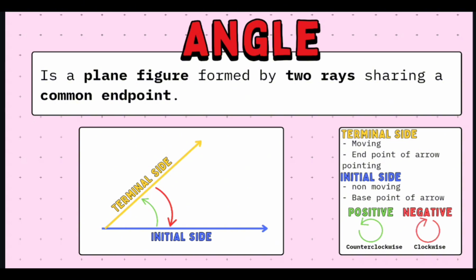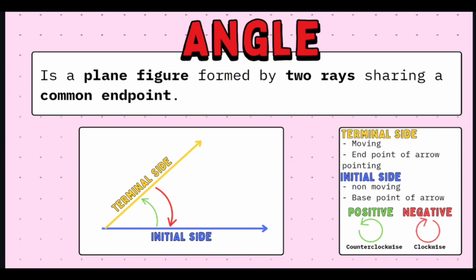That's when it's positive. When the rotation or arrow is going counterclockwise, then it's positive. But if it's going clockwise, then it is negative, like the red. See, if it's going down, it's going clockwise, it's negative. And in that case, the terminal side and the initial side will switch places.